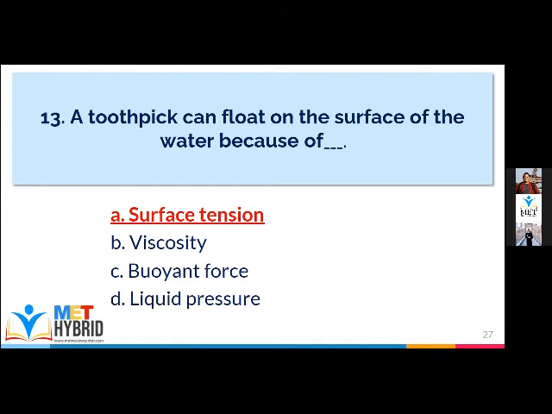But when you have bigger things, like boats, ships, cruise ships, these big things are able to float because of another force, which is the buoyant force. The buoyant force is the force exerted by your water as the water is displaced by placing these huge things on it.